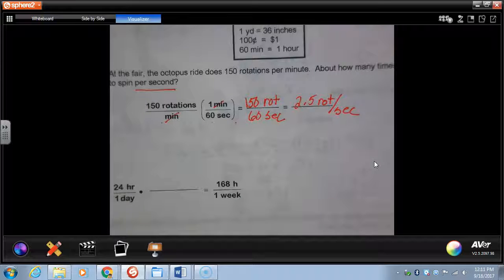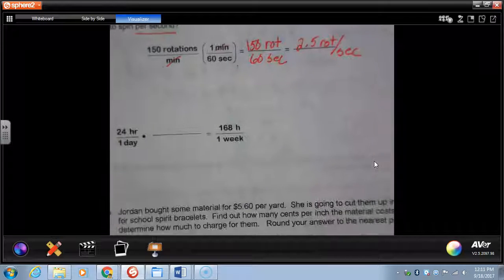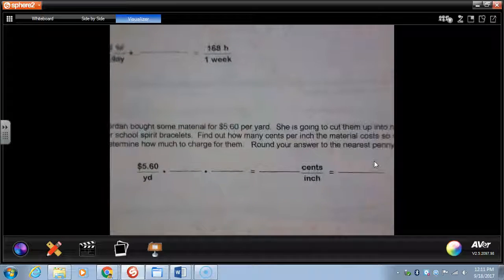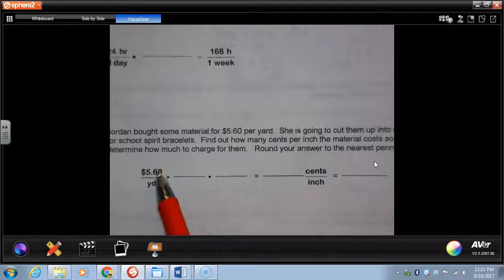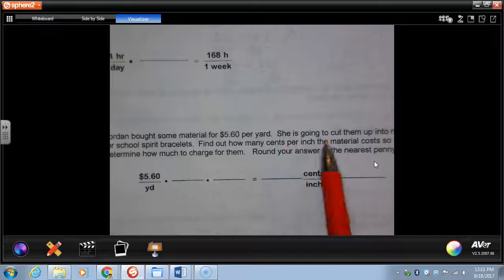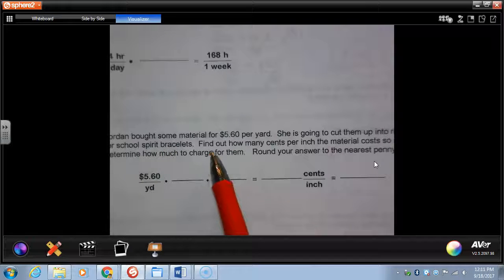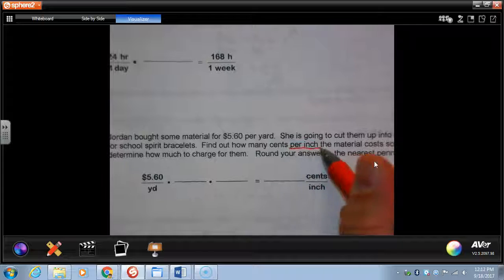And the last one I'm doing, number 35. Jordan bought some material for $5.60 per yard. They even put it in there for us. She's going to cut them up into ribbons to braid for school spirit bracelets. Find out how many cents per inch the materials cost so she can determine how much to charge per inch. So again, we're looking for a unit rate.